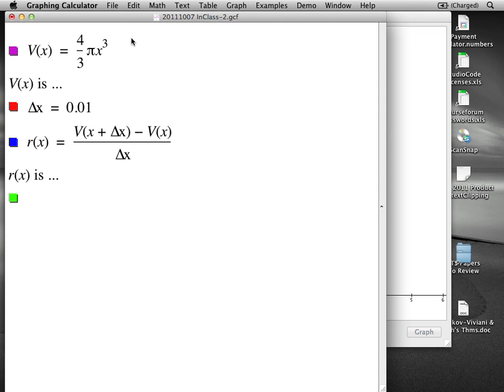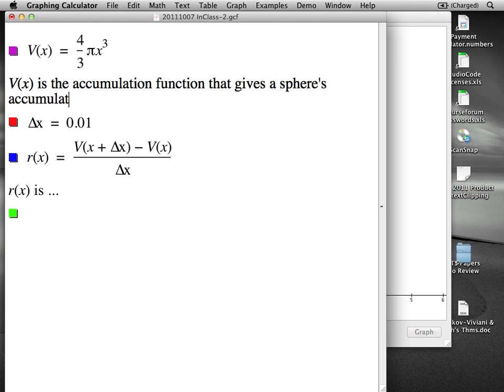Now, we also did an example of a sphere expanding. It could have been a cube. We did a sphere that expanded. What's V of X? Quickly, somebody. Accumulation function. Remember, I said always think of any function that gives you an amount, think of it as an accumulation function. When you open your textbook, it's just going to say, here's a function. The first thing you need to say is, it's an accumulation function.